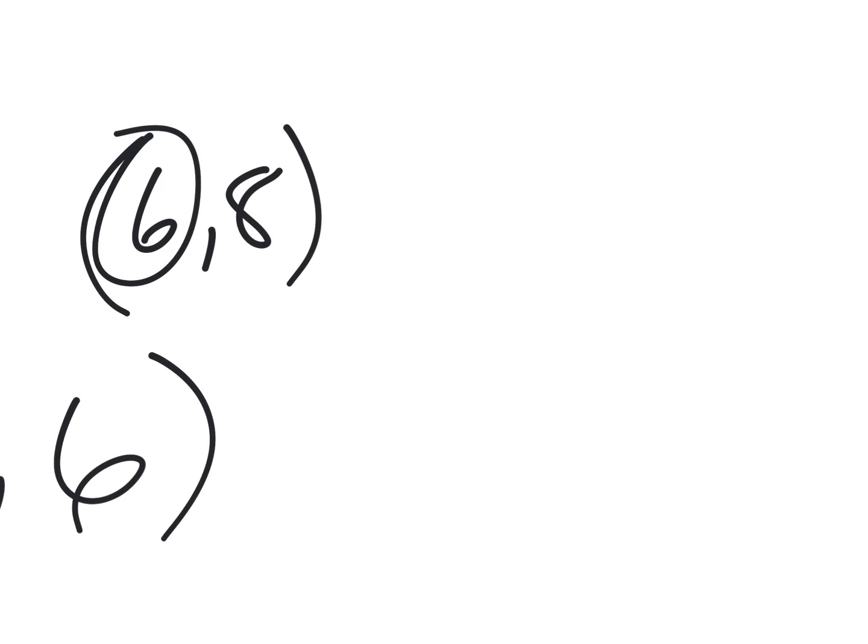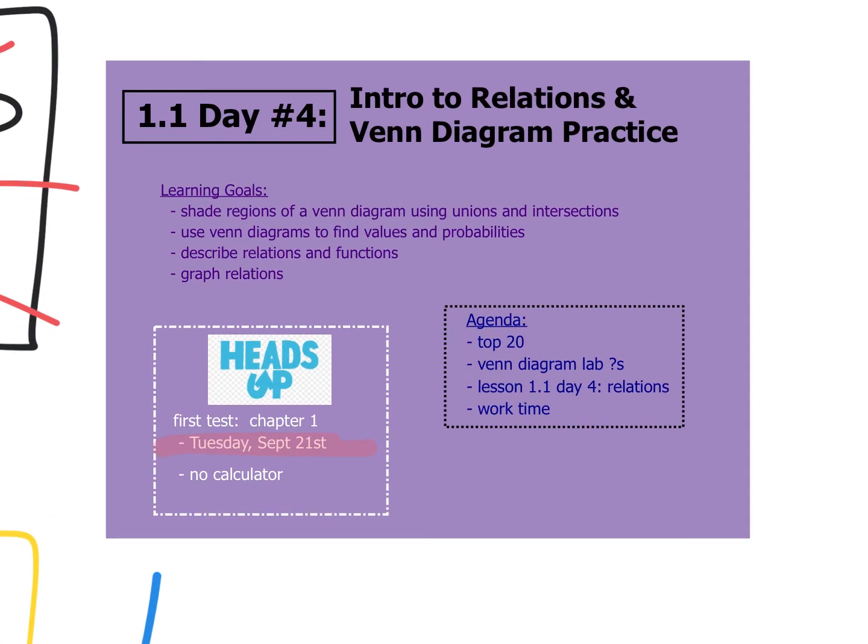What else is on your homework? Well, let's go look and see what's on today's docket. We're talking about top 20 as we just did. We're not taking a whole one. We're just doing some review. And we're going to talk about the Venn diagram lab. And the new thing for today is something called relations.